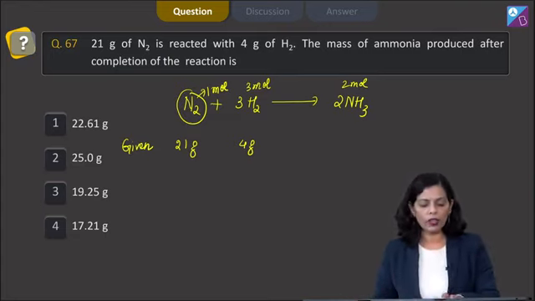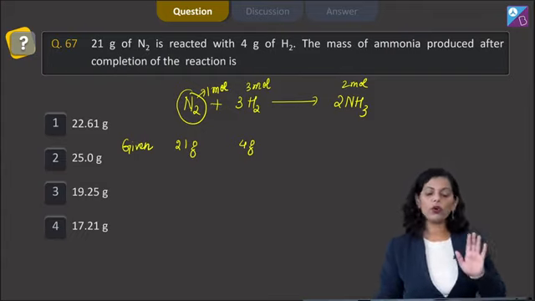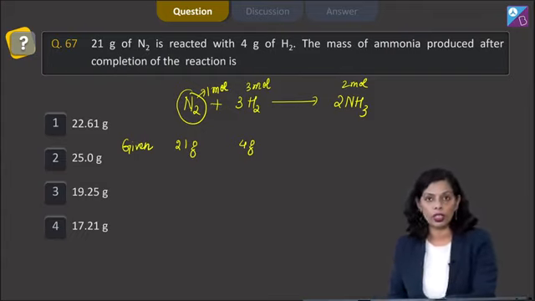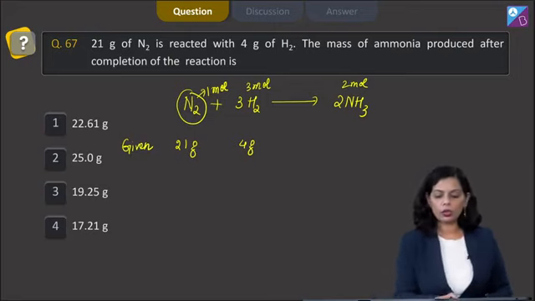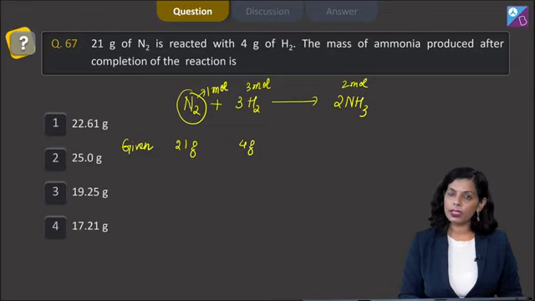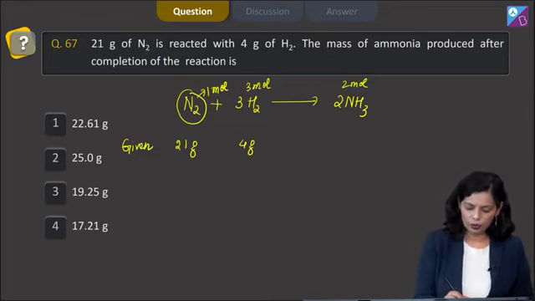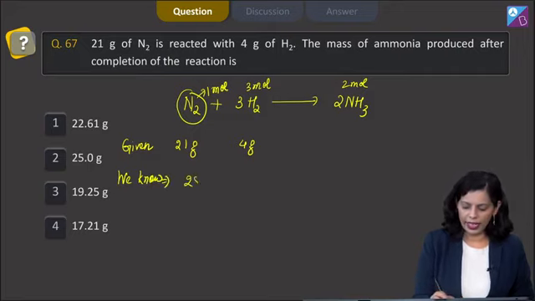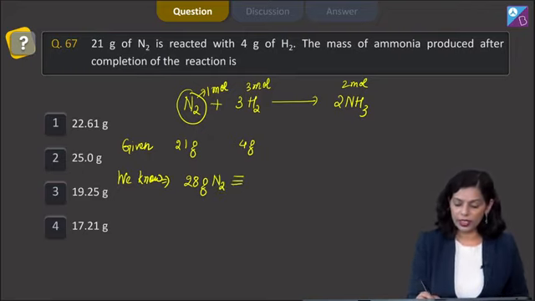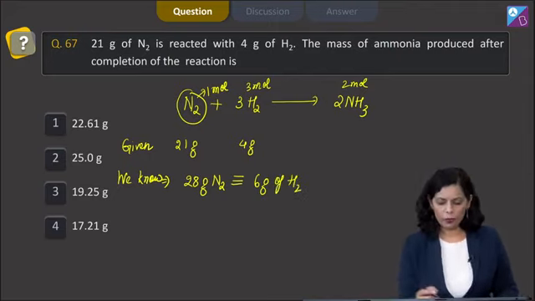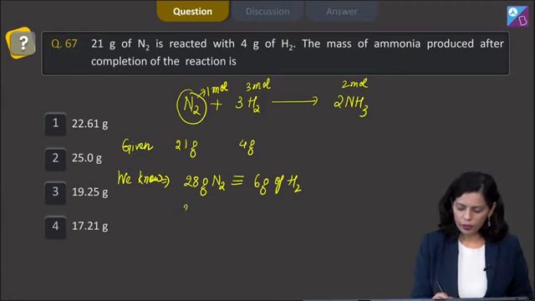So, 21 gram of nitrogen is combining with 4 gram. I am just going to check with respect to the stoichiometry of the given reaction. N2 1 mole, it means how many gram it is? We know 1 mole means 28 gram of nitrogen combines with 3 into 2, 6 gram of hydrogen. Then it forms ammonia. So, you don't have 28 gram of nitrogen, you have only 21 gram of nitrogen, right?